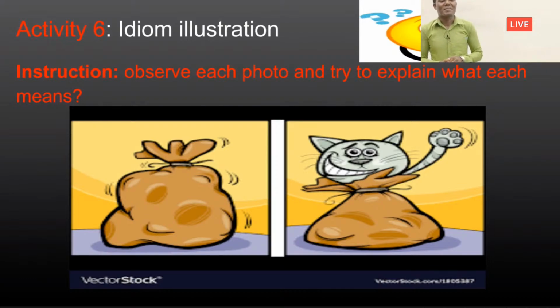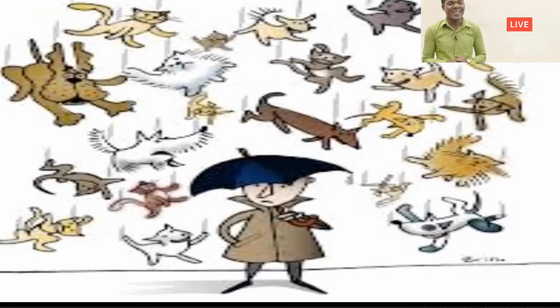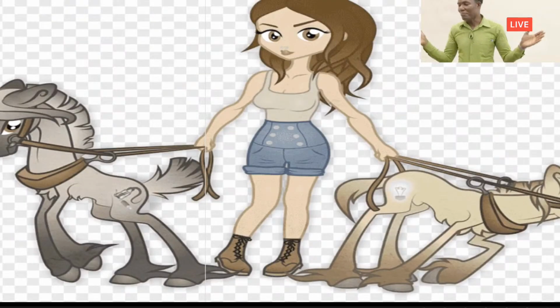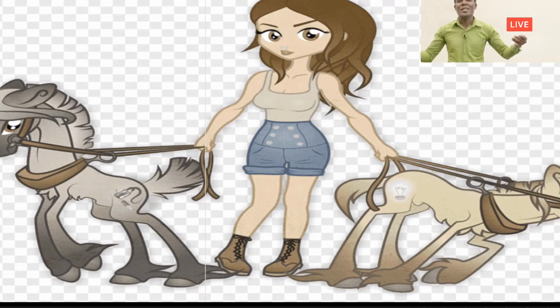Let's go to the next slide. Good. Crazy picture on your screen right there, boys and girls. A man has an umbrella, and look at cats and dogs falling from the sky. What do you think that means? Interesting. Let's go to the last slide. Beautiful girl in the middle, holding on to a horse on one side and another on the other side. What do you think those pictures tell us? How can those pictures bring out the figurative device, idiom?